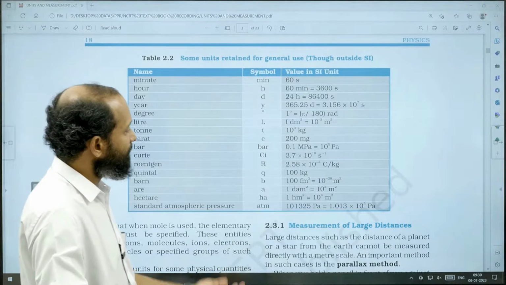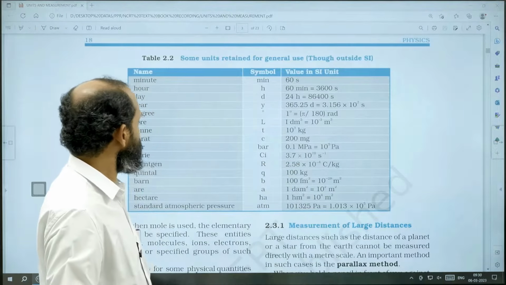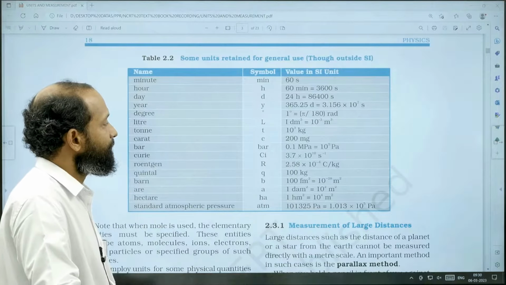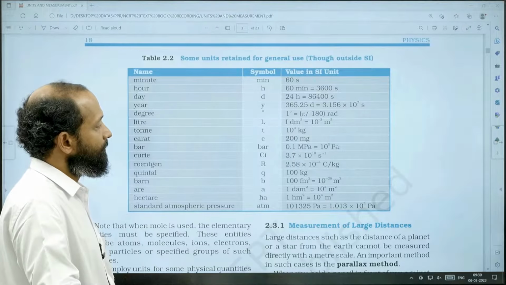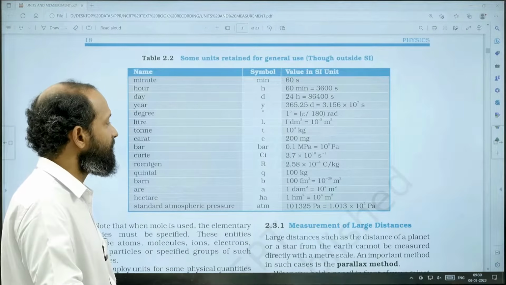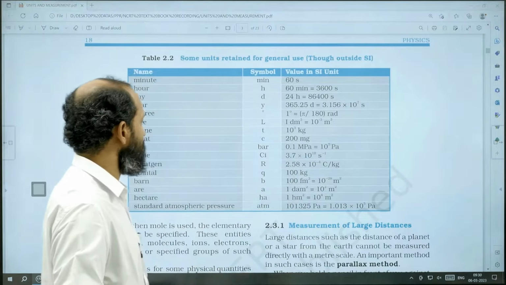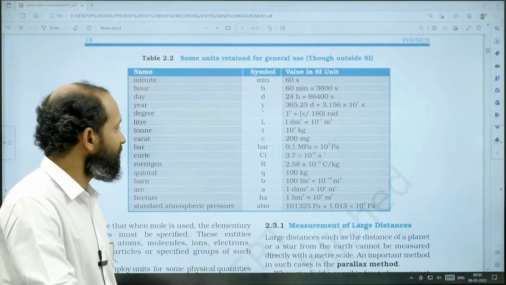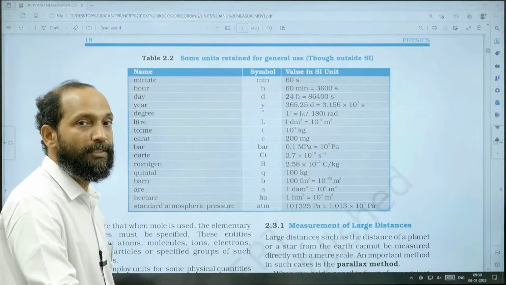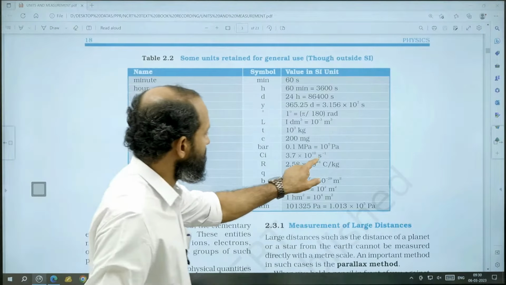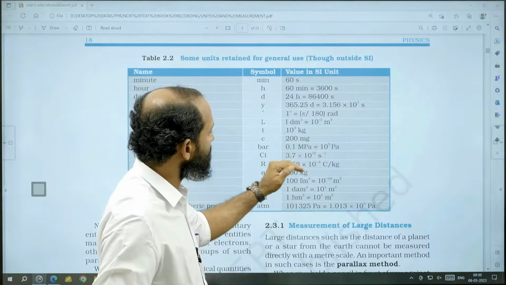The meaning is, when 1 kilogram of substance is exposed to that amount of radiation which can free 2.58 into 10 power minus 4 coulomb of electric charge. Rutherford is another unit, not mentioned here. Rutherford means 10 to the power 6 per second. Curie is 3.7 into 10 power 10 per second, Rutherford only 10 power 6 per second.